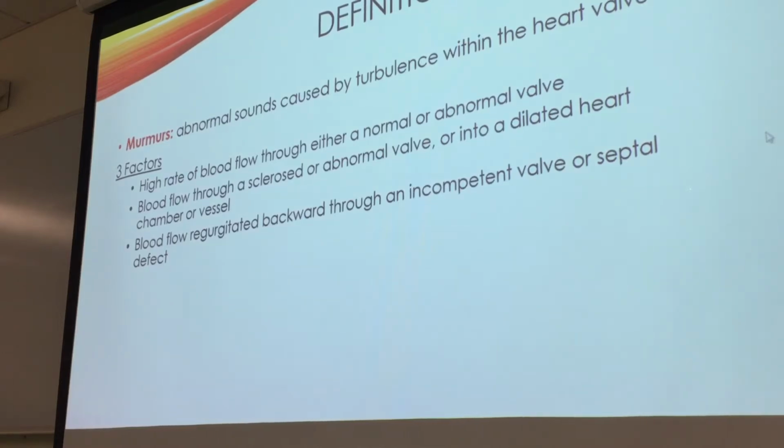And then the other definition is murmurs. These are abnormal sounds caused by turbulence within the heart, so when the blood flow is turbulent. And three factors that cause murmurs are when there's a high rate of blood flow through an abnormal or even a normal valve. If blood flow goes through a sclerosed or stenosed valve, you're going to hear it as a murmur. And also when it's regurgitated, you can hear it kind of swishing when someone has regurgitation.